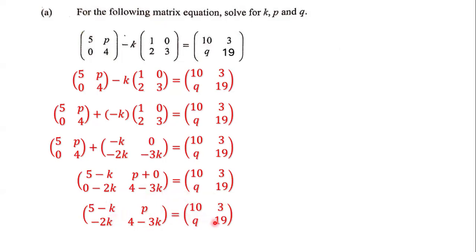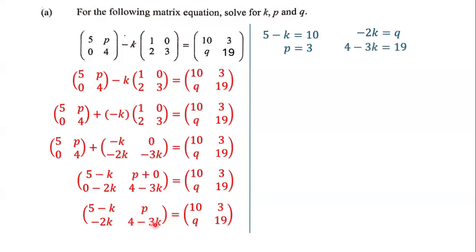Well, we have 5 minus k is equal to 10, and that's what we have here. We have negative 2k is equal to q. And then we have p is equal to 3. And then we have 4 minus 3k is equal to 19. And so our goal is to solve for k, p, and q.